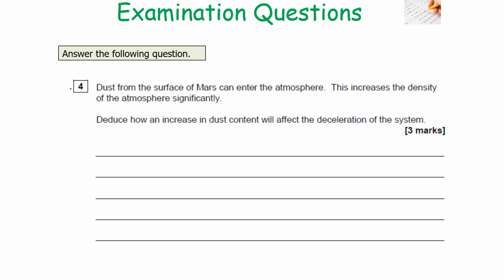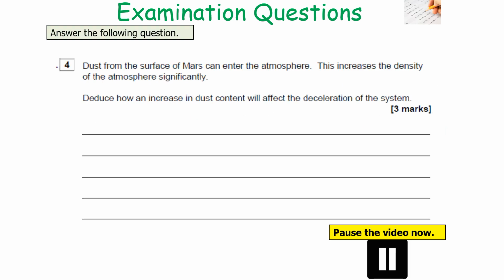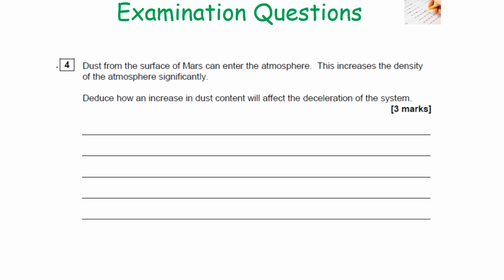Dust from the surface of Mars can enter the atmosphere. This increases the density of the atmosphere significantly. Deduce how an increase in dust content will affect the deceleration of the system. So pause the video now, then unpause the video when you want to go through your answer. Right, so how will you answer this question?